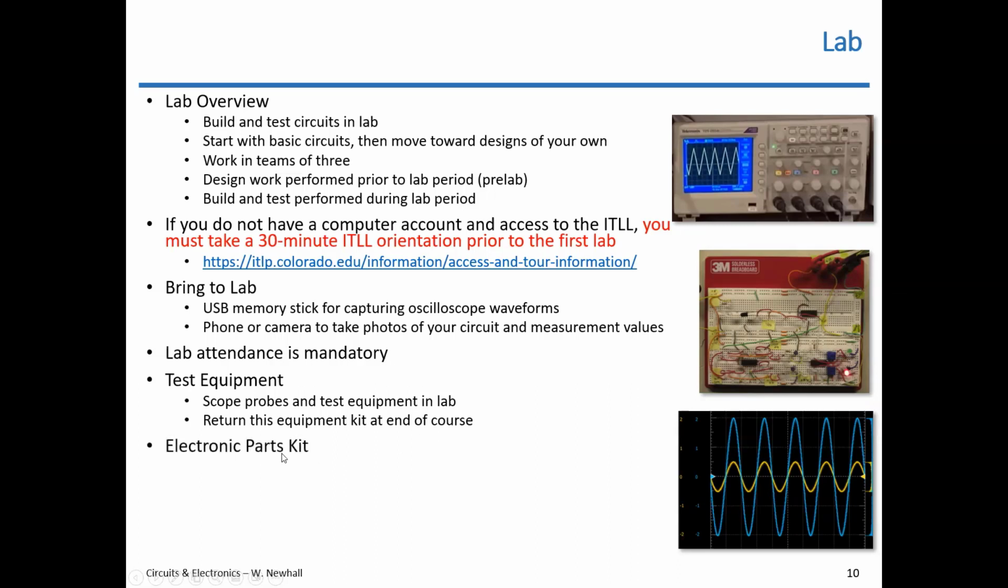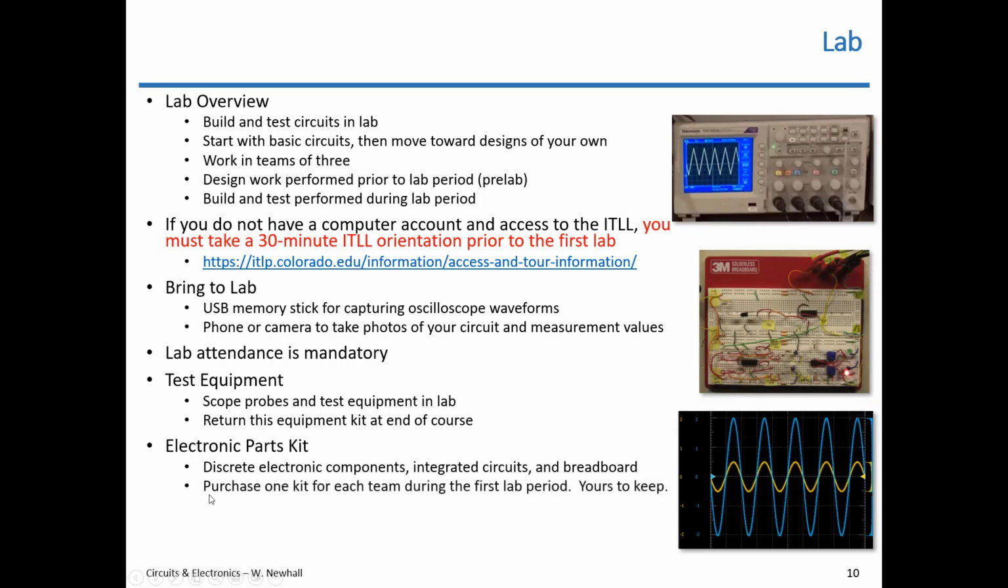You're going to get an electronics parts kit. This parts kit will consist of discrete electronic components and integrated circuits, and you'll have a breadboard available to you. At this point, you're going to purchase one kit for each team during the first lab period. We're still working out the details. It changes every semester. Anything you purchase is yours to keep if you want to use that on future projects at school or outside of school.